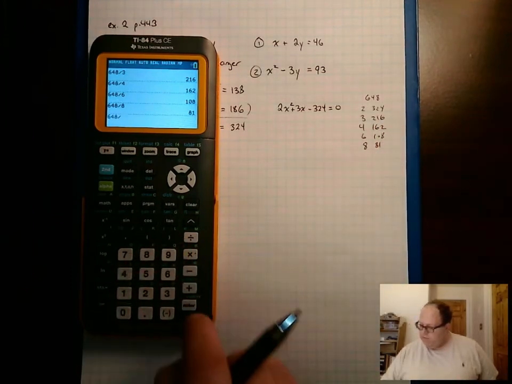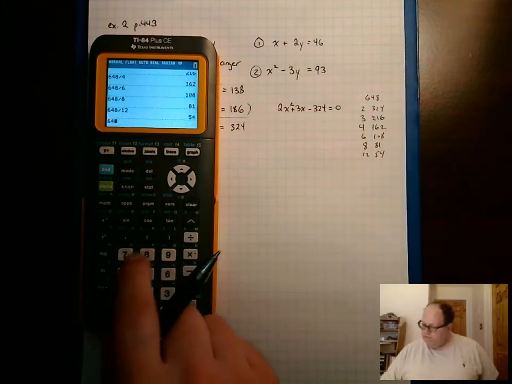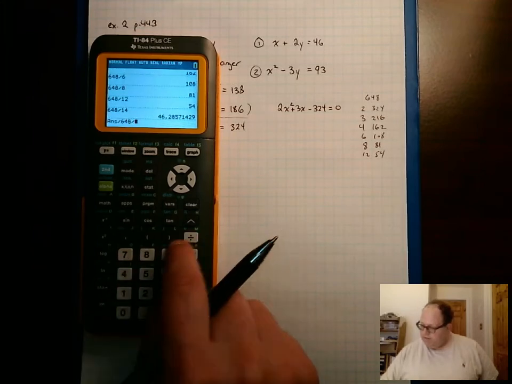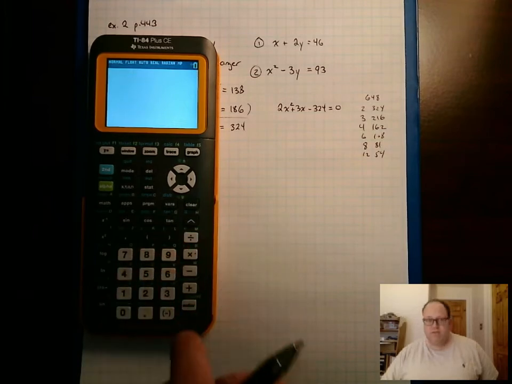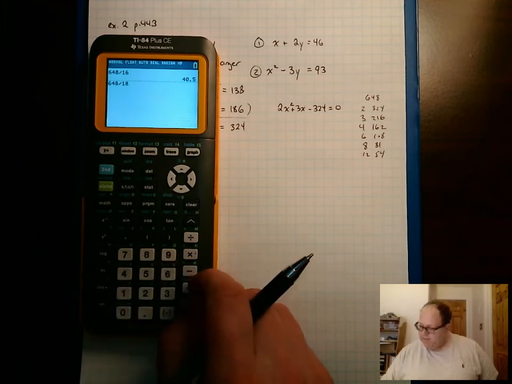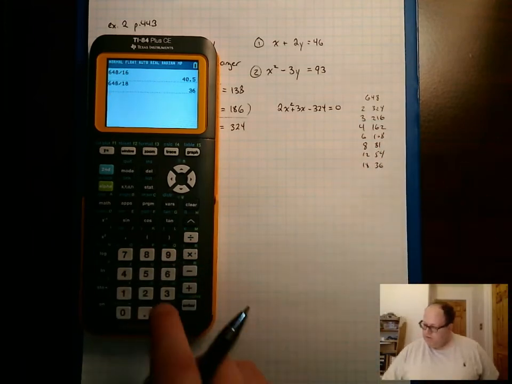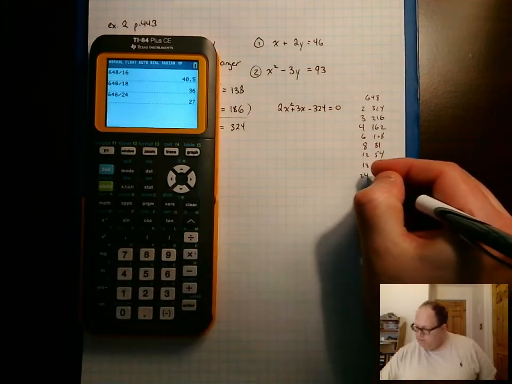648 divided by 12, 12 and 54, also not helpful. 14 doesn't get me there. 648 divided by 16, nope. 648 divided by 18, 18 and 36, getting a little bit closer. Divided by 24, 24 and 27.